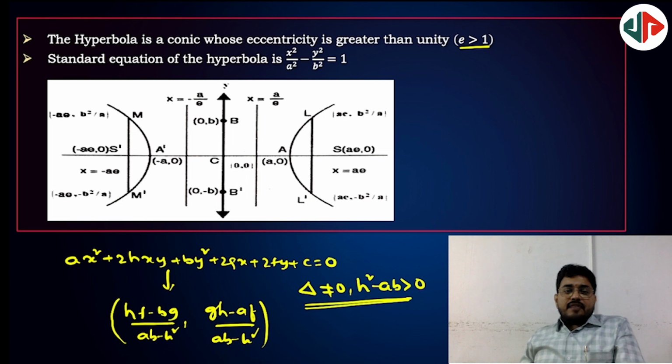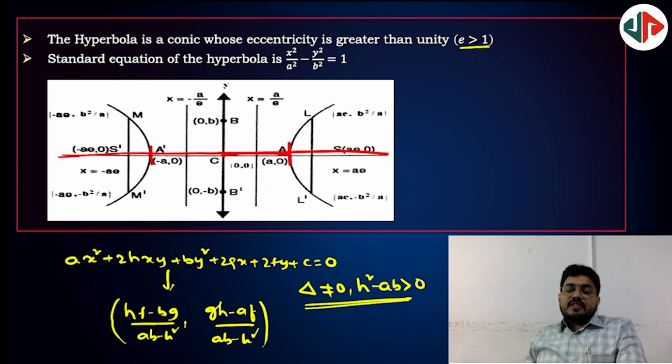So the standard form of the hyperbola will be like this. This is the center, 0 comma 0. From here to the vertex is a comma 0. So this is called the transverse axis, and this length is the length of the transverse axis. This is called the conjugate axis.